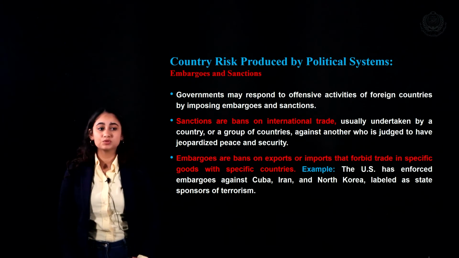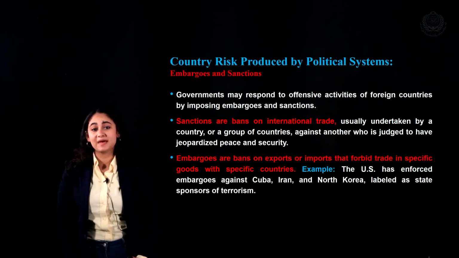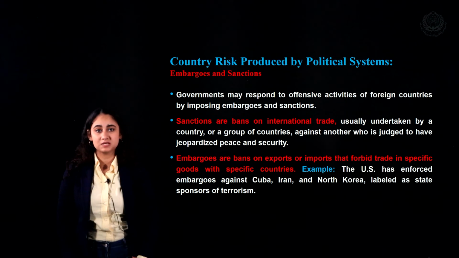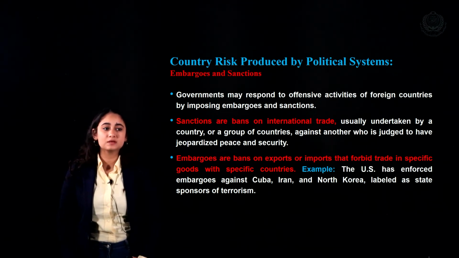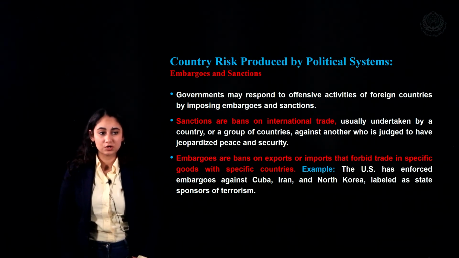So the government would respond by, for example, imposing certain sanctions, where they ban international trade with these countries and the multinationals that come from these countries. Usually they are undertaken by a country or group of countries against another which is judged to have jeopardized peace and security. Another way they can do this is by embargoes, which are also bans on exports and imports that forbid trade in specific goods in specific countries.